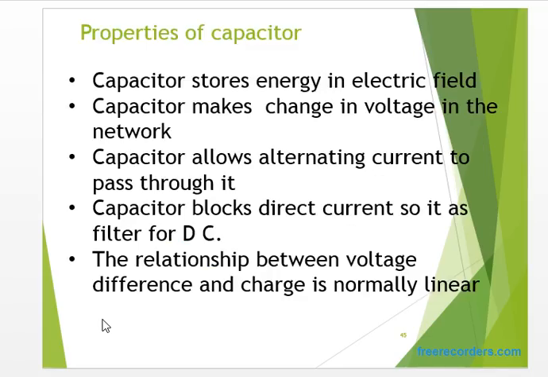What are the properties of capacitor? Capacitor stores energy in electric field. Capacitor makes change in voltage in the network. Capacitor has a very special property that it allows alternating current to pass through it. It blocks direct current. So it is acting as a filter for DC. Relationship between voltage difference and the charge is normally linear.